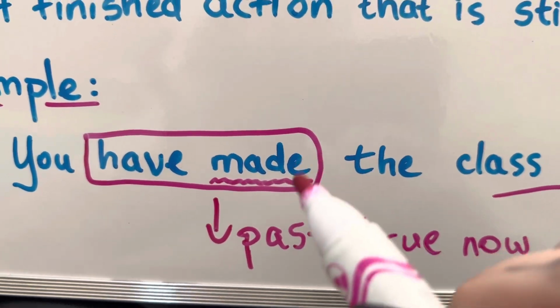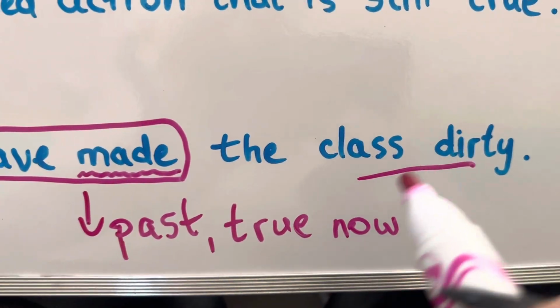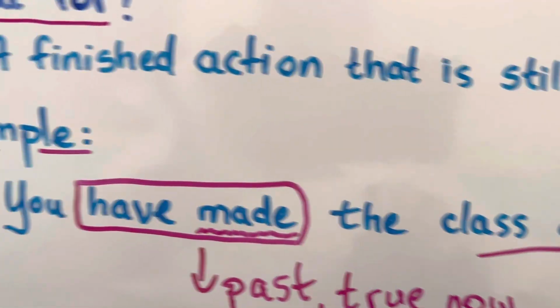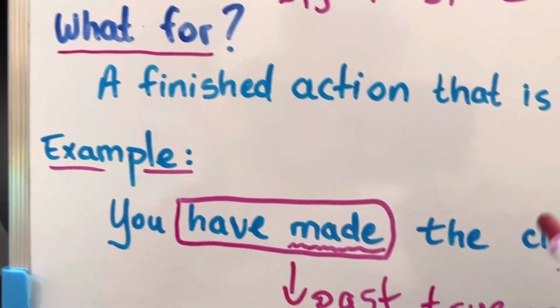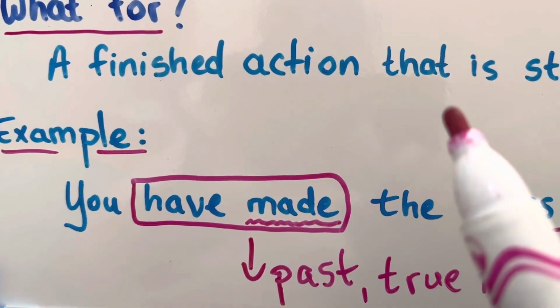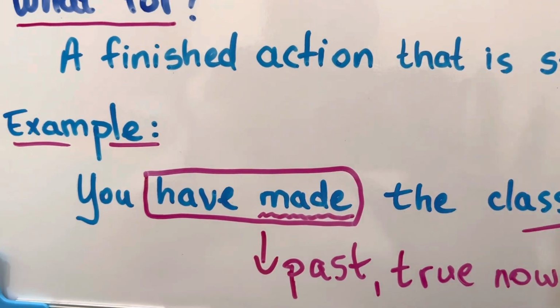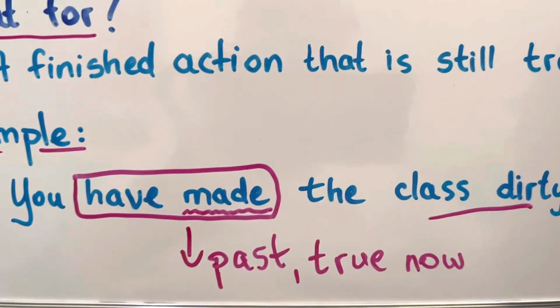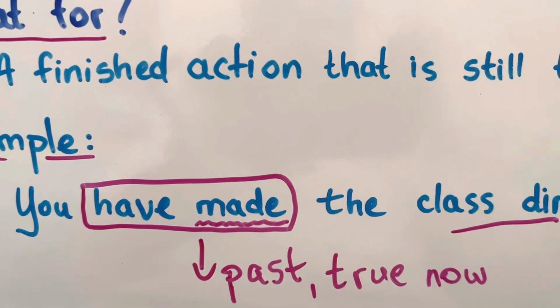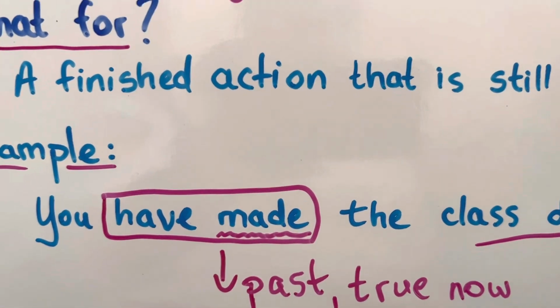So it happened in the past, but it's still true now. The class is still dirty. This is what we use the present perfect for. When we have something that happened before, it's halas, it's done, finished, but it's still true now. It didn't change. The fact didn't change.